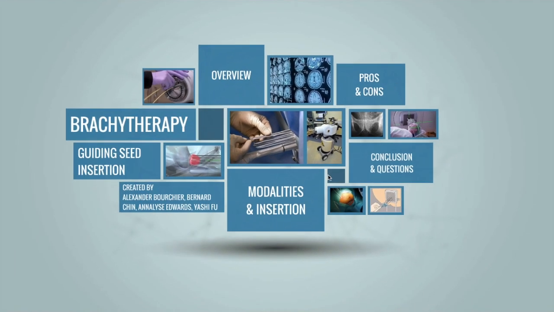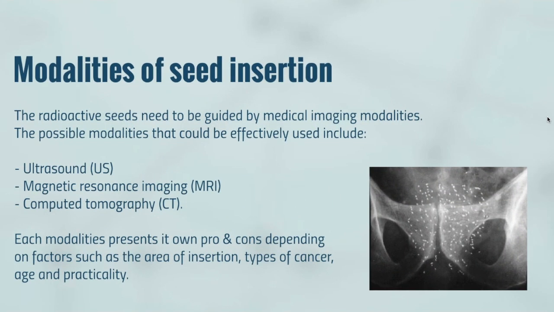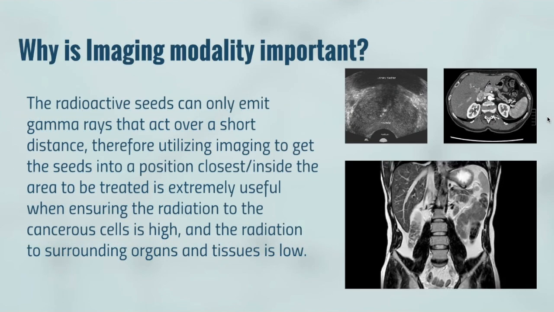Now onto the imaging modalities. There are three imaging modalities that are mainly used for brachytherapy. These are ultrasound, MRI, and CT. In brachytherapy, the imaging is important because it allows for the identification and location of the tumor, and this allows for the insertion to expose the cancer cells to high levels of radiation whilst maintaining a low level of radiation exposure to surrounding organs and tissues.